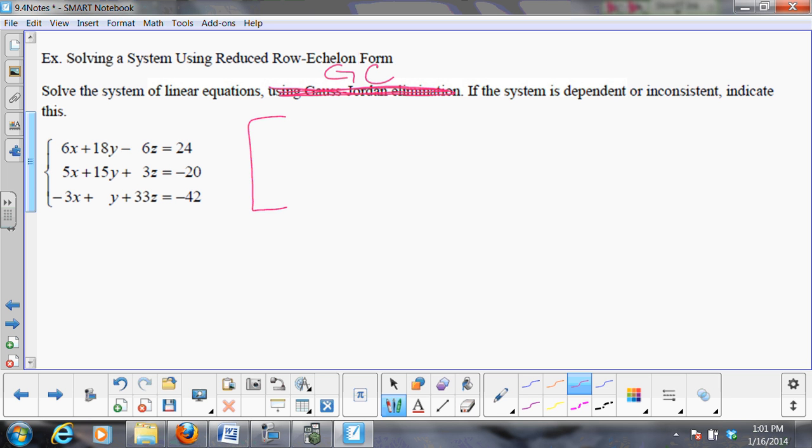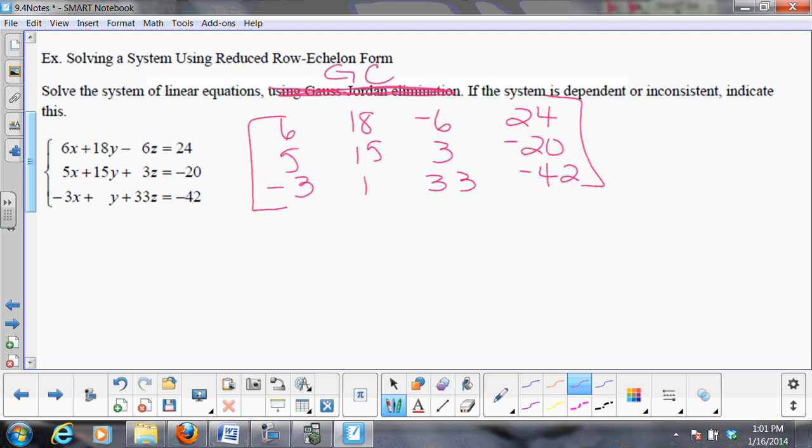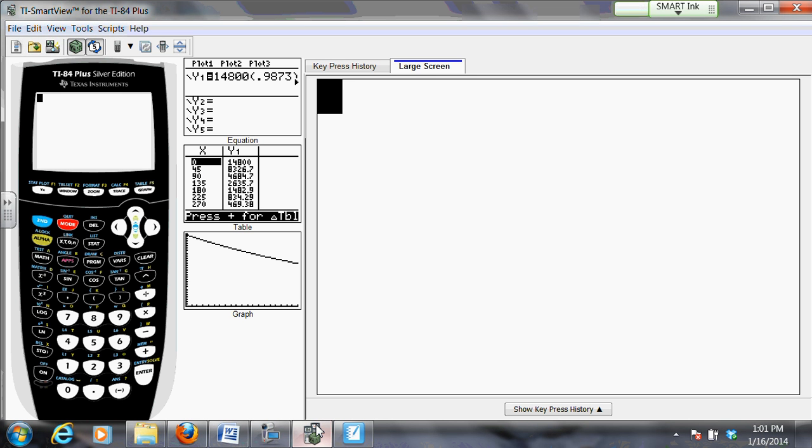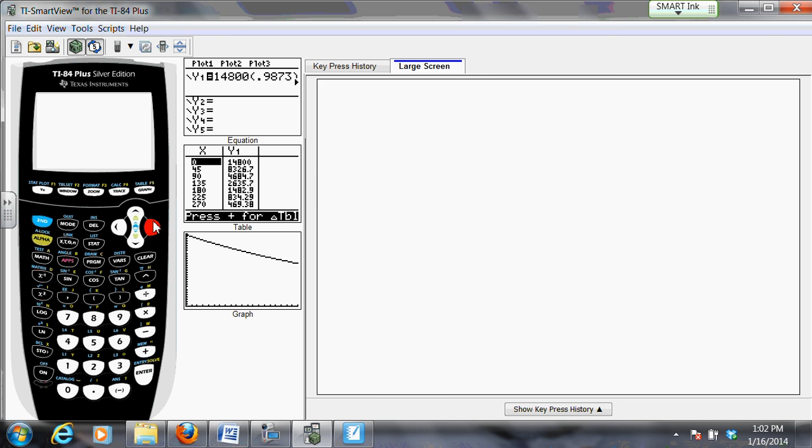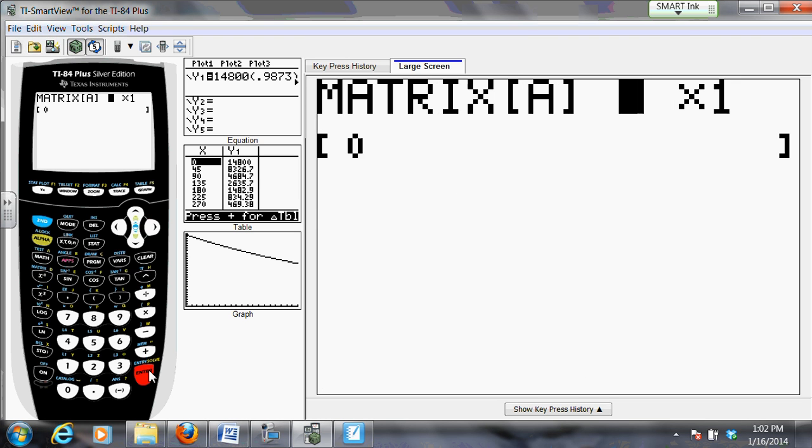But I do need to put this in a matrix first. So 6, 5, -3, 18, 15, 1, -6, 3, 33, 24, -20, -42. So we need to bring the calculator up. Above the x to the -1 key says matrix. So that's what you're going to hit, and this menu appears. You want to go over under Edit, so under Edit, we want to edit Matrix A.